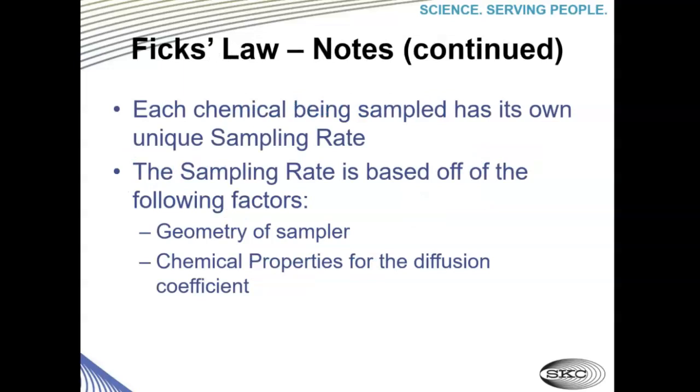Fick's law, here are some notes. Each chemical being sampled has its own unique sampling rate. The sampling rate is based on the following factors: the geometry of the sampler, which was noted above, and chemical properties for the diffusion coefficient.